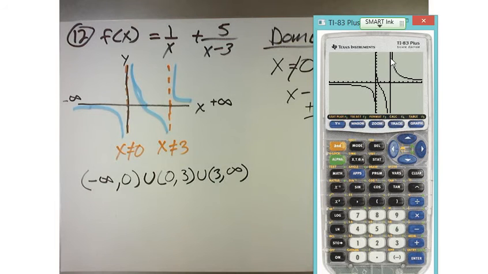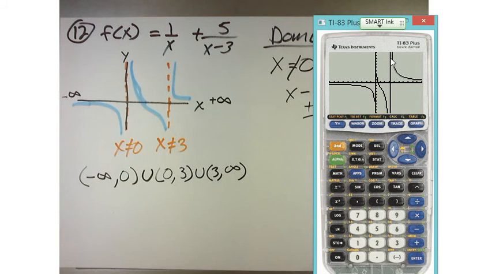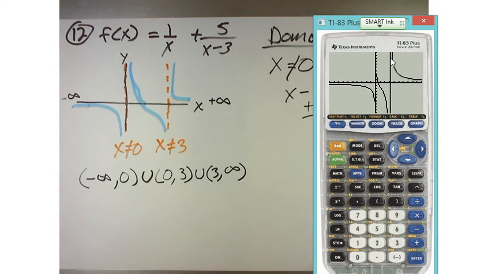Anybody have any questions on that? Now, where are you guys getting stuck with this, though? Is it the notation? Is it how to do it algebraically? Is it graphically? Or is it just having to do all three at once? Okay, well, that just comes with practice.